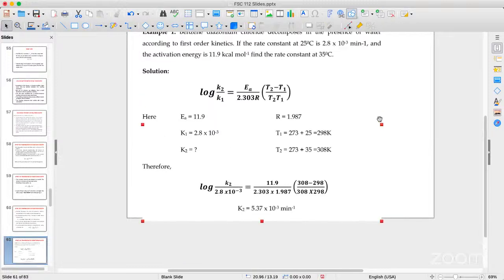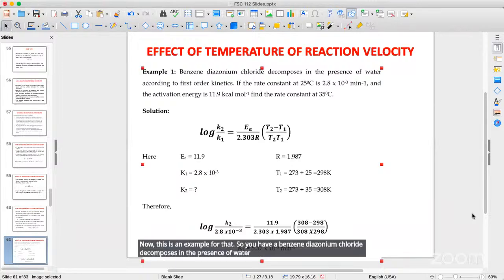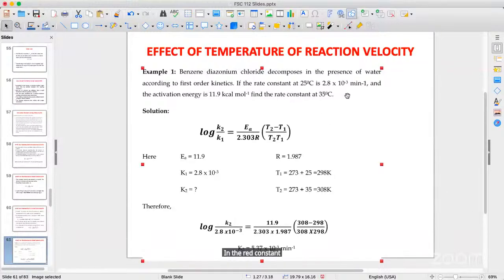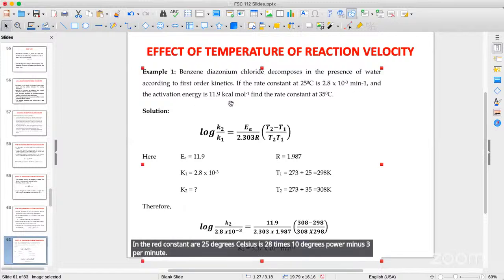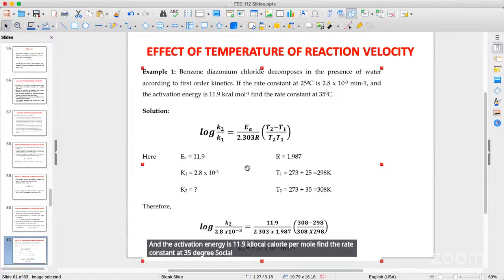Now, this is an example for that. A benzene diazonium chloride decomposes in the presence of water, according to first order kinetics. If the rate constant at 25 degrees Celsius is 28 times 10 raised to the minus 3 per minute, and the activation energy is 11.9 kilocalorie per mole, find the rate constant at 35 degrees Celsius. Now, in this case, this is what I'm talking about. You've been given the activation energy, you've been given the two temperatures, but you're given one rate constant. You're asked to calculate the second rate constant at that particular temperature.